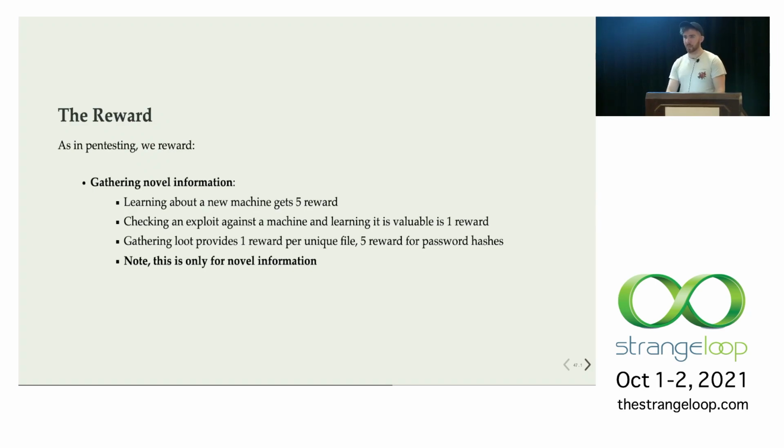Reward was something I just sort of tried to reverse engineer from how good things felt when I was pen testing, which is sort of arbitrary, I guess, but gathering novel information is good in pen testing. So if you learn about a new machine, I'll give you 5 for that. If you check an exploit against a machine and it'll run, as far as Metasploit is concerned, you get 1. Gathering loot is going to give you 1 reward per unique file and 5 reward for password hashes.